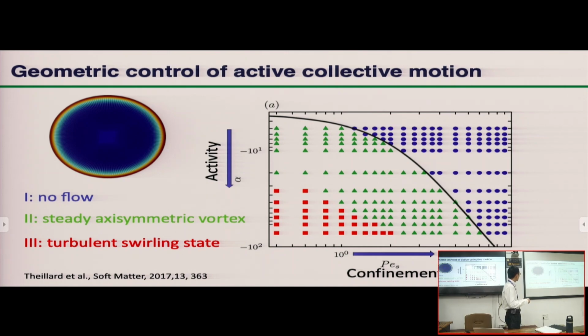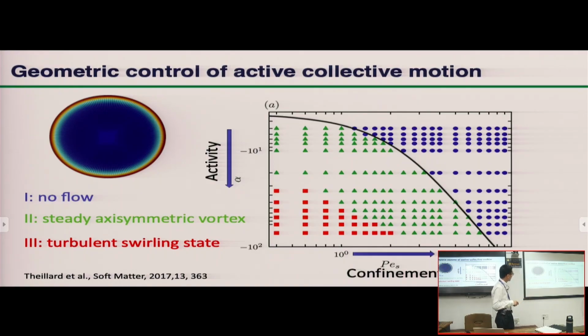So those are in free space, without physical boundaries. And then the question is, what happens if we have a physical boundary? So here's an example where you have a circular container. And what we've discovered here is as you increase the activity, there are two parameters that are of interest. One is the activity, that's just how fast these guys are swimming. If they're swimming faster, they're also generating more active stress in the medium. The second parameter of interest is confinement.